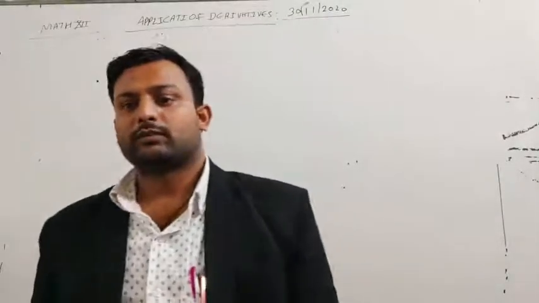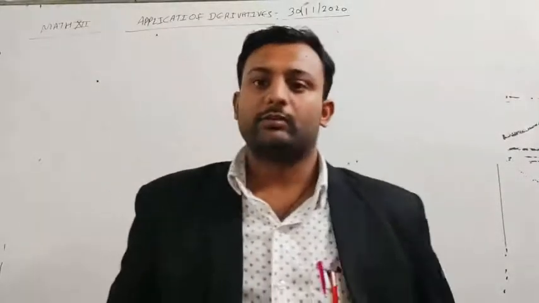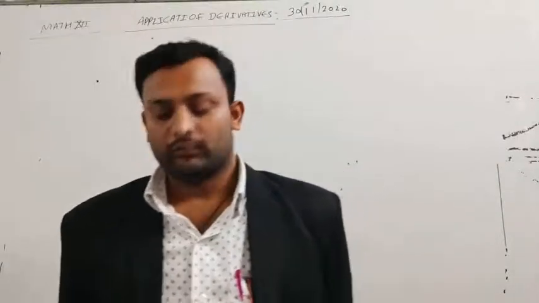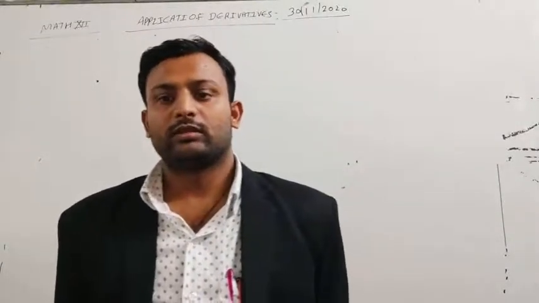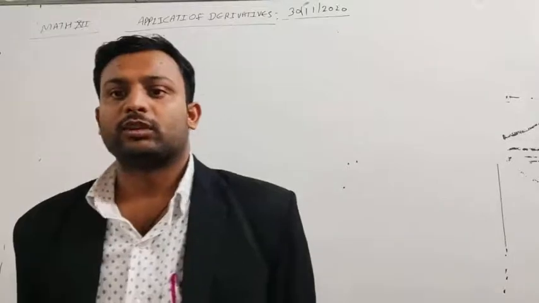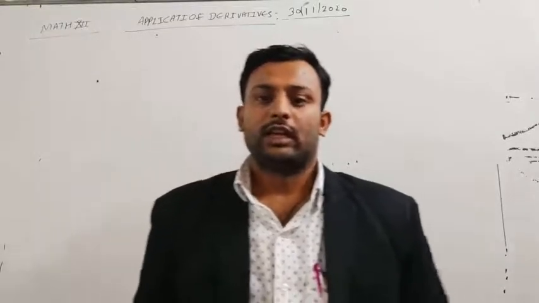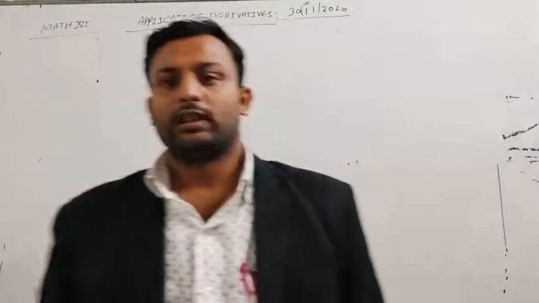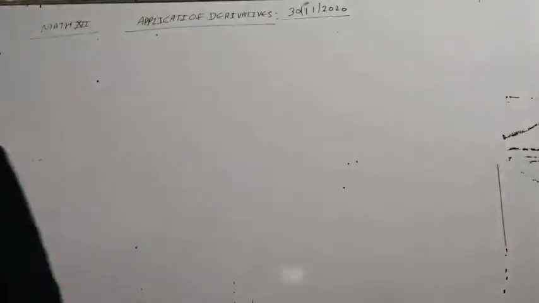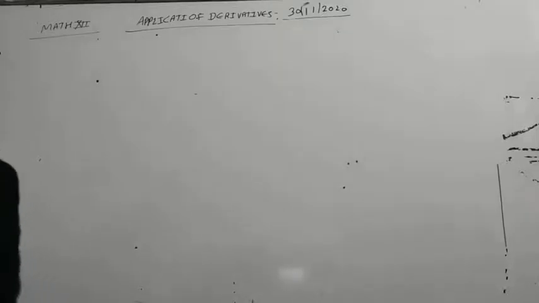In the previous class we saw questions of the chapter Application of Derivatives and solved various questions. Today we will see some other questions of this chapter and solve them. So let's see, the first question is: prove that the semi-vertical angle of the right circular cone of given volume and least curved surface area is cot inverse root 2.